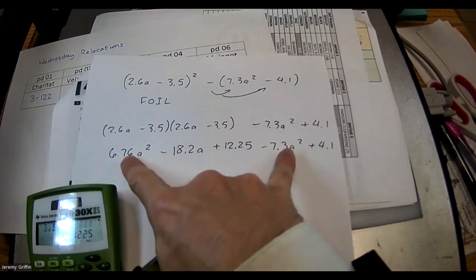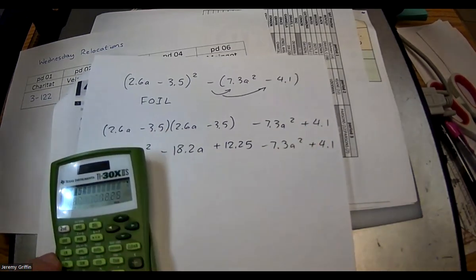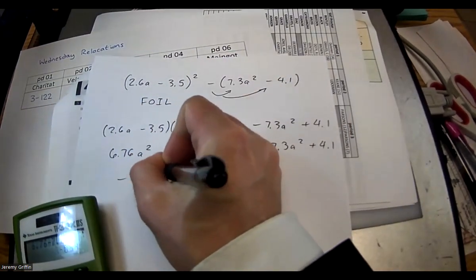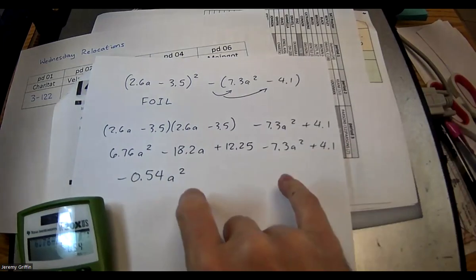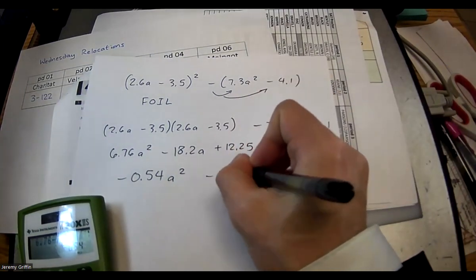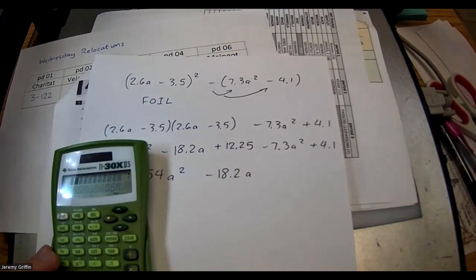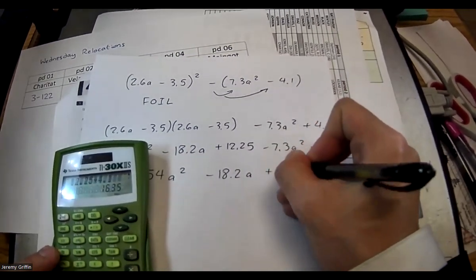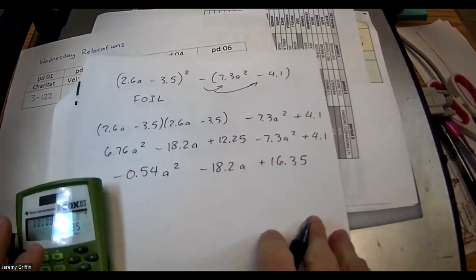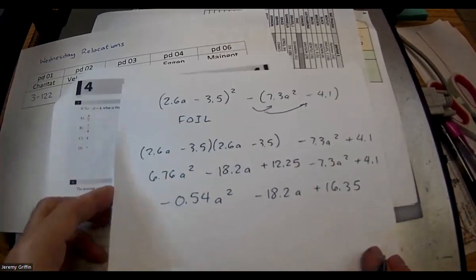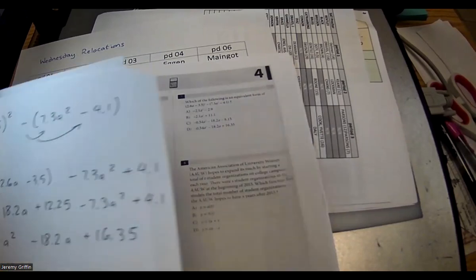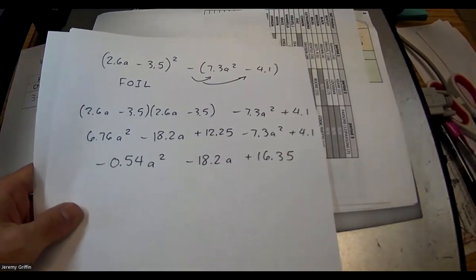I got like terms there. There's a squared. So 6.76 minus 7.3 is negative 0.54. There's your a squared term. We got negative 18.2a. And we got 12.25 plus 4.1, which is 16.35. So when it looks like that, that looks like option D. Yeah, that is D. Okay, there you go. Okay, good.